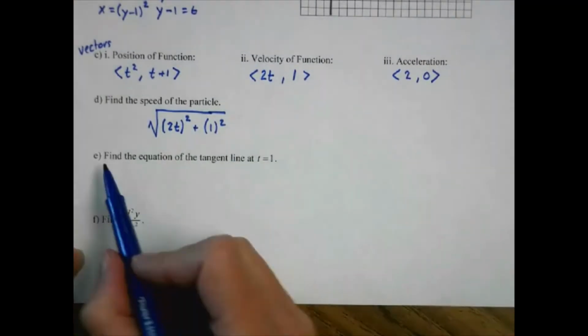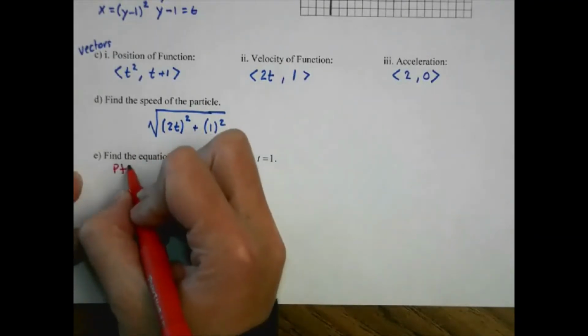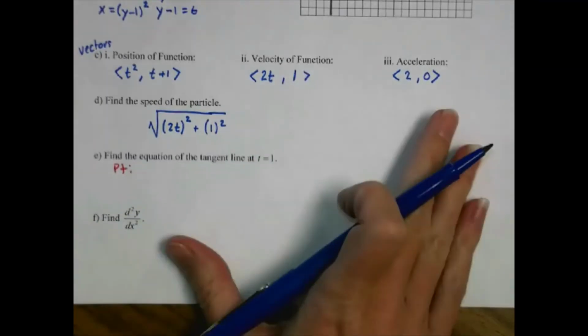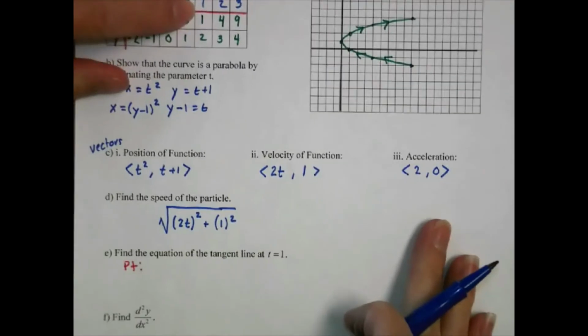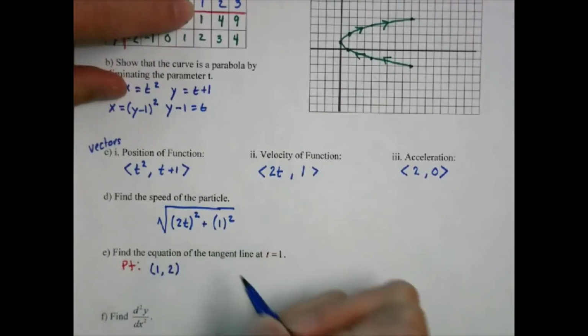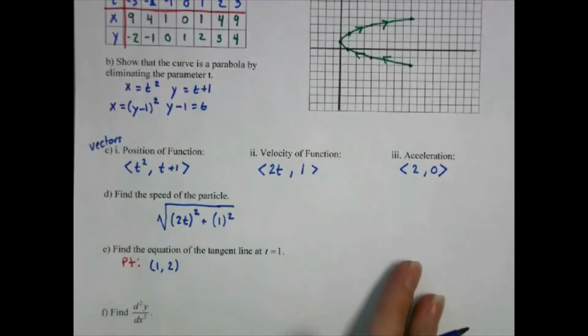Now the equation of the tangent line. Anytime we want the equation of a tangent line, we need two things: we need a point, and we need a slope. The point at t equals 1, we can go back up to the chart. When t was 1, our x value was 1 and our y value was 2. Or you could use the position formulas to do that as well.